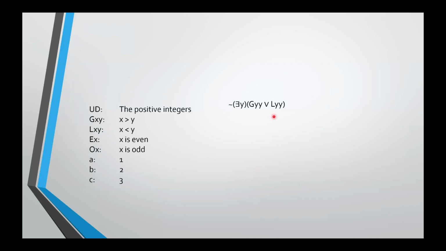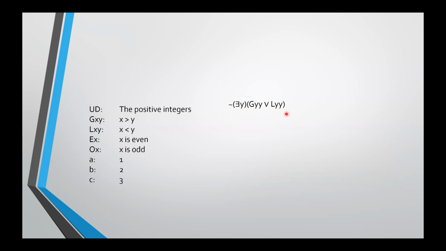So start with this. The main logical operator here is the negation, right? So this sentence is going to be true if this sentence in here is false. And then this is going to be false if this formula here is not satisfied for any object in the universe of discourse. So for every object in the universe of discourse, GYY or LYY is going to be false.